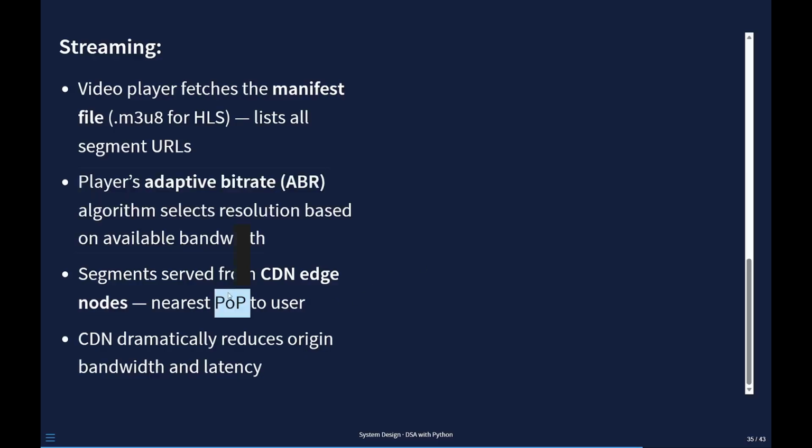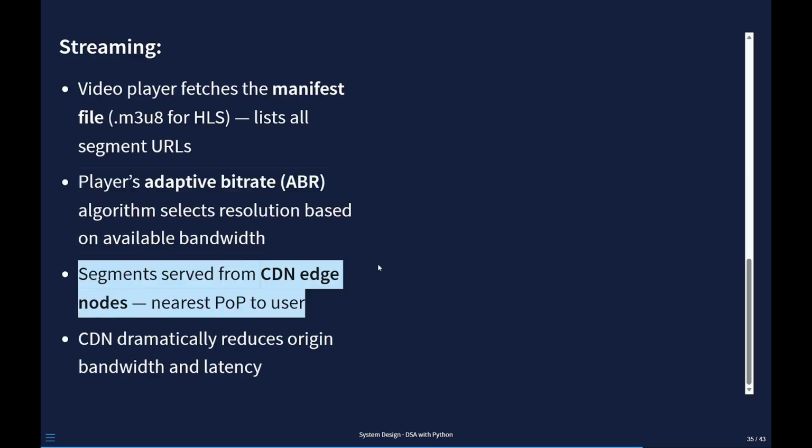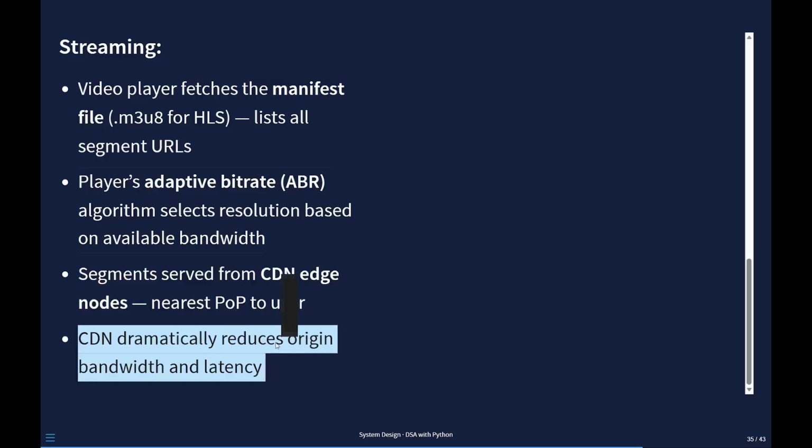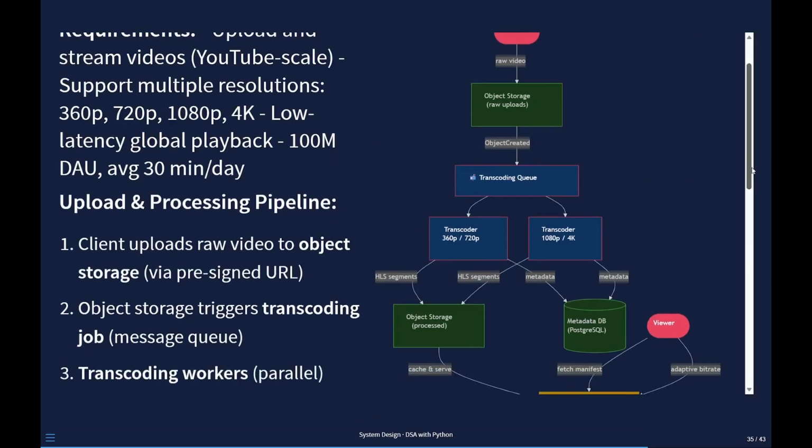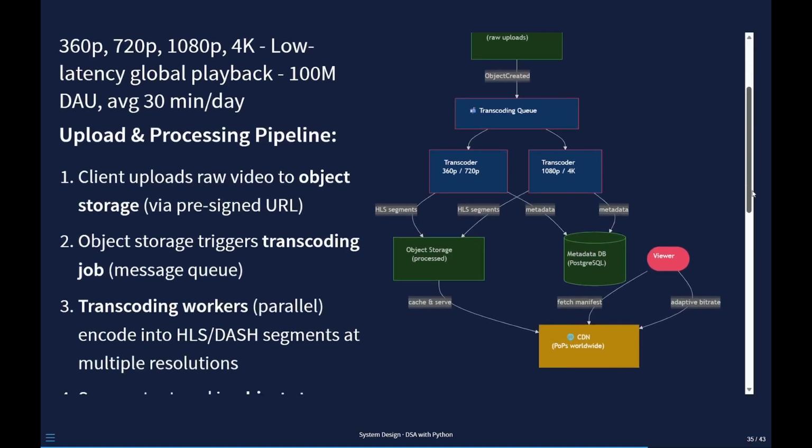All segments are served from CDN edge nodes closest to the viewer, not from your origin servers. Your origin only ever transcodes once. The CDN handles delivery to tens of millions of concurrent viewers. This architecture, object storage for raw assets, async transcoding pipeline, CDN for delivery, is fundamentally how YouTube, Netflix, Twitch, and every other major video platform operates.